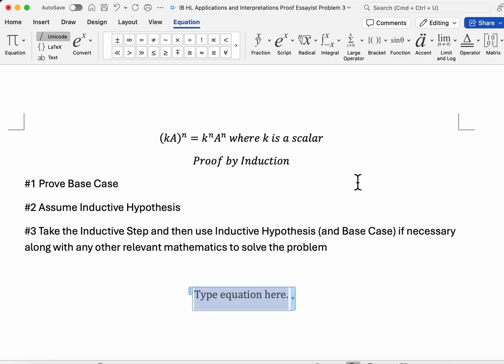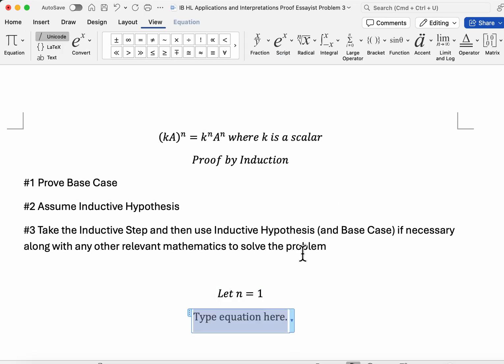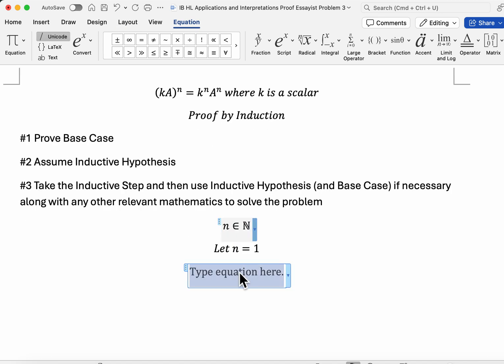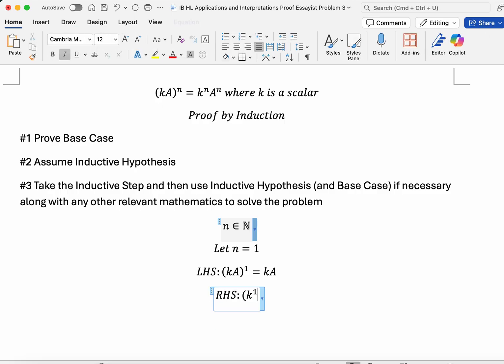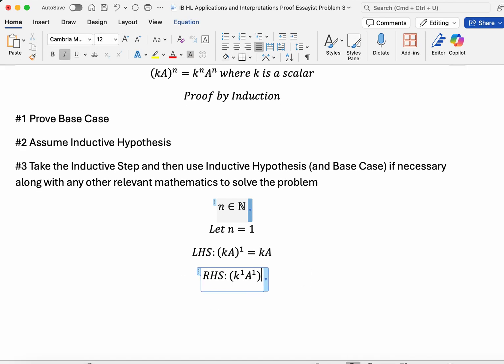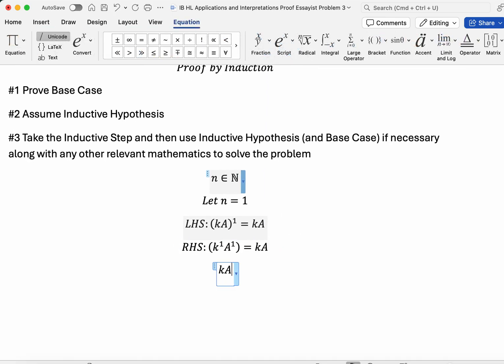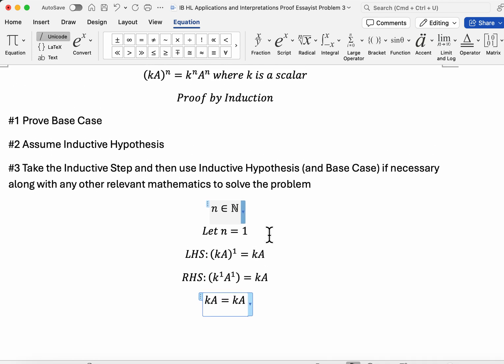Okay, so first off, let n equal 1, since n is in the natural numbers. So the left-hand side expression becomes Ka. The right-hand side expression, on the other hand, is k to the 1 times a to the 1. And this is also Ka as well. So then each of these sides are equivalent to each other. We're good here. These two expressions equal each other.